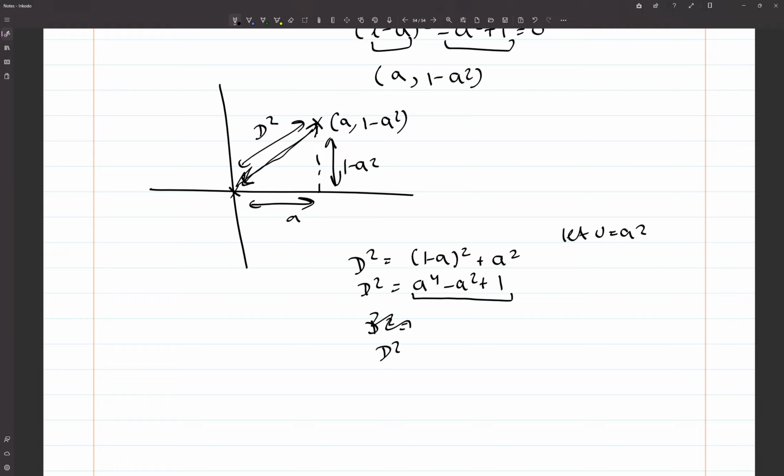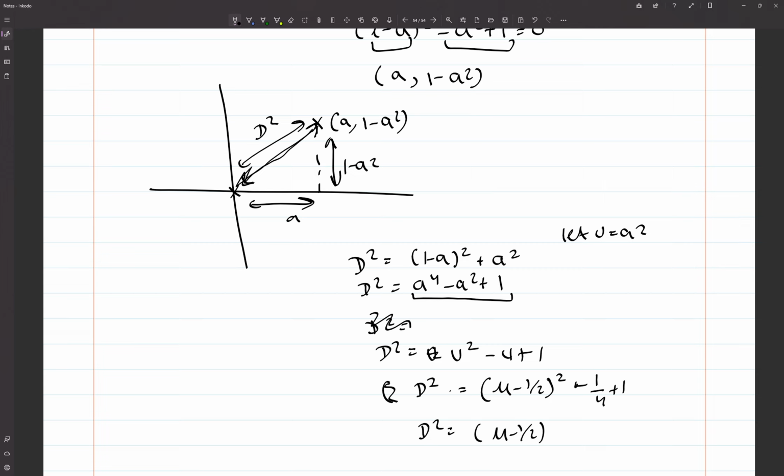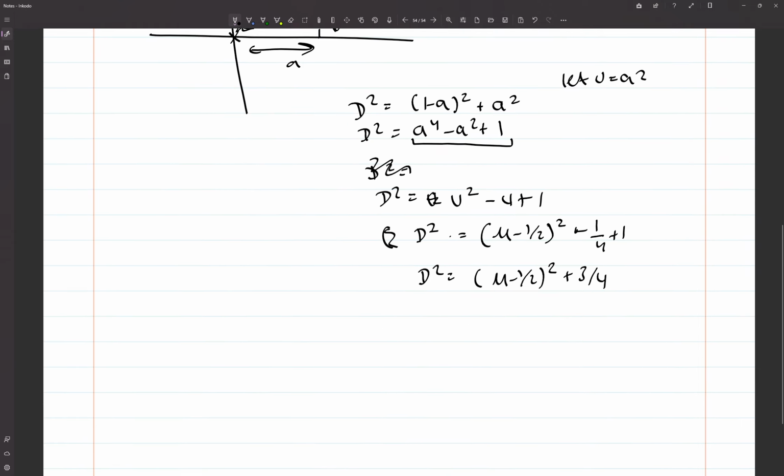Let's put it in terms that you guys probably prefer. So you can go u squared minus u plus 1, right? So d squared will equal (u minus a half) squared minus 1 over 4 plus 1, which equals (u minus a half) squared plus 3 over 4. Since u equals a squared, d squared equals (a squared minus a half) squared plus 3 over 4, right?